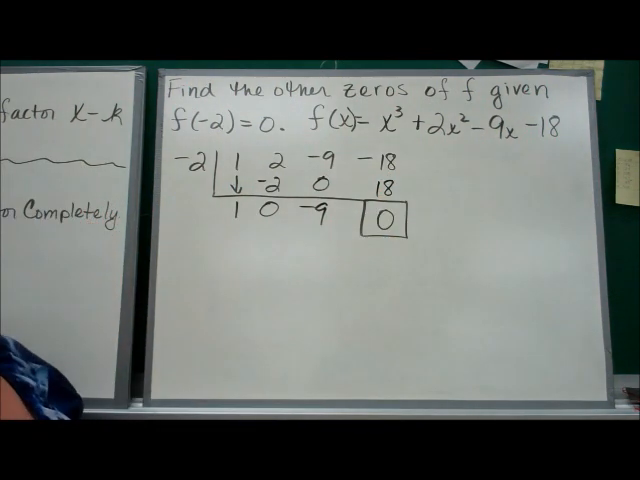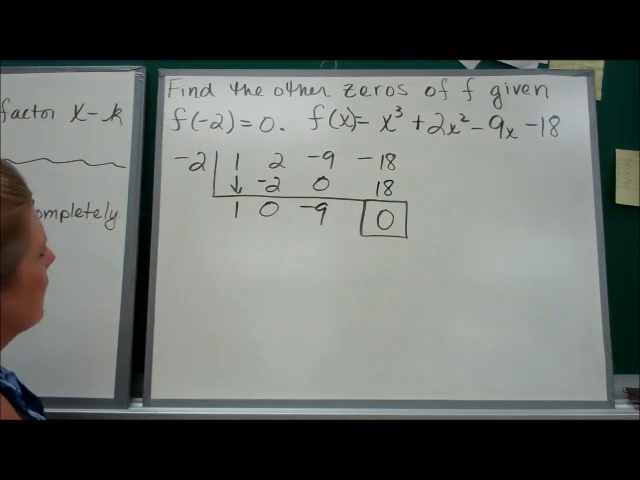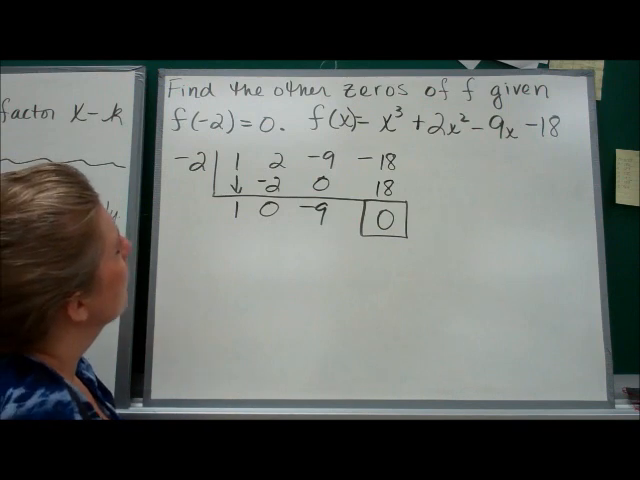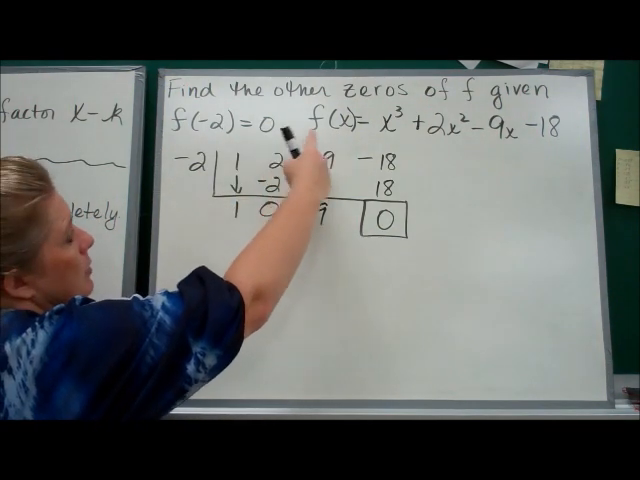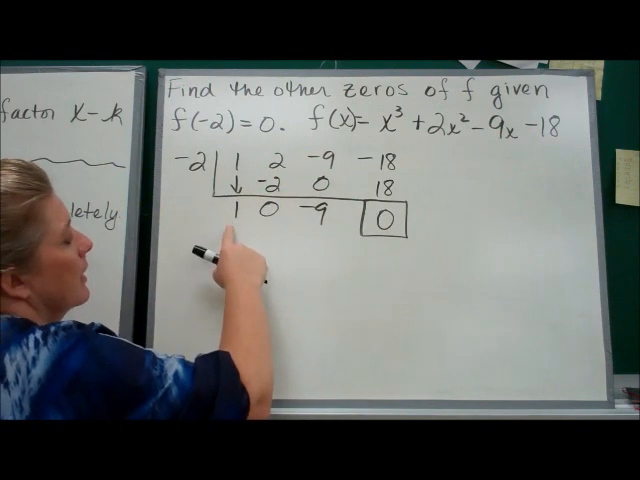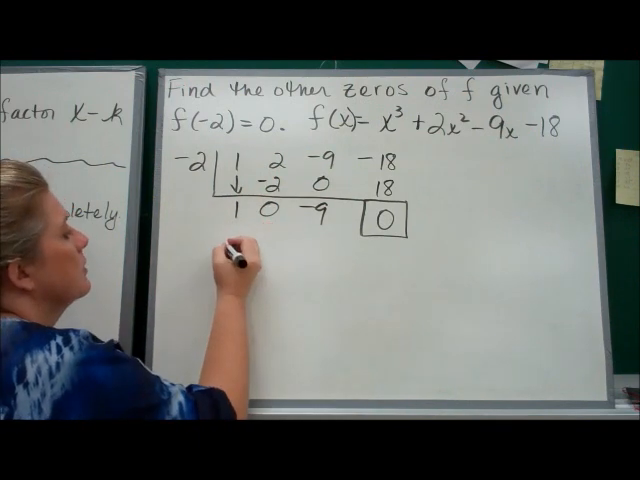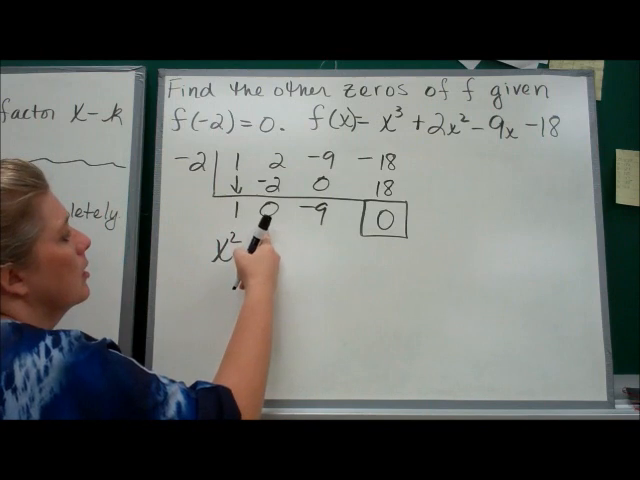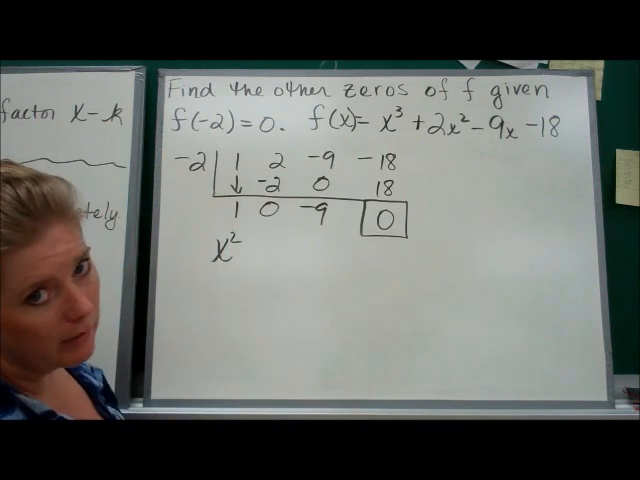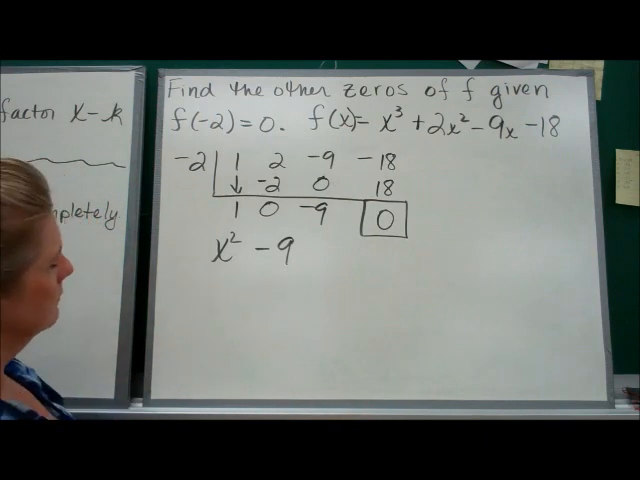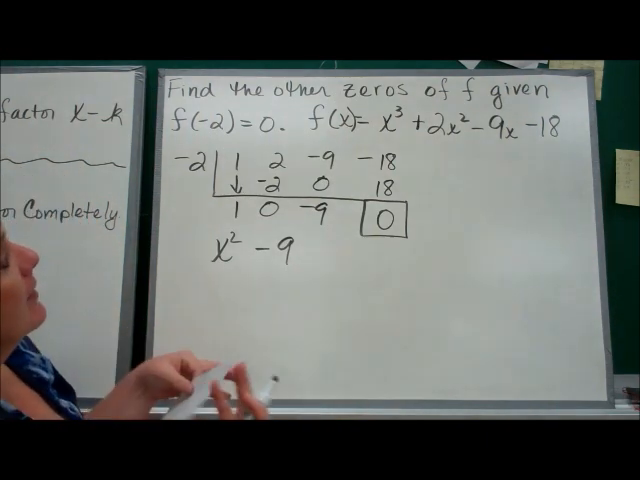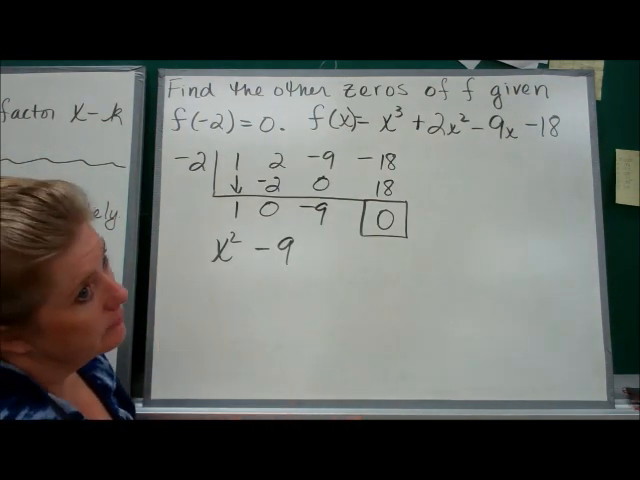Oh, yes, thank you very much. It did. Now, remember this was x cubed, this is x squared, so this is going to be x squared, this is going to be x. So it's going to be x squared plus 0x, I'm not even going to waste my ink, minus 9. Okay? I'm finding the other zeros.